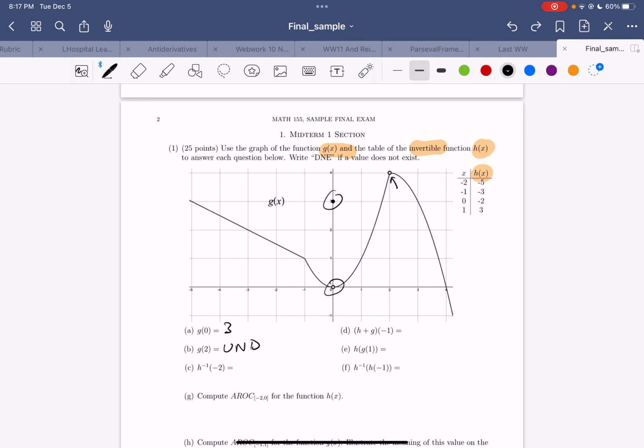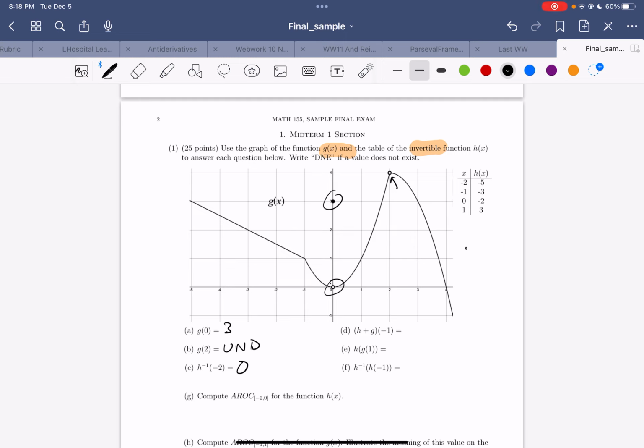H inverse of negative 2. So this means you want to go from the right column to the left. Okay, so h goes this way, h inverse goes this way. All right, so negative 2, we find it. We go over here, 0. Boom.